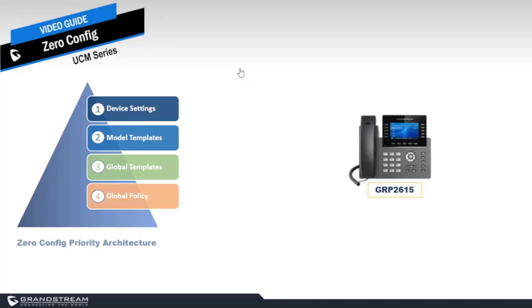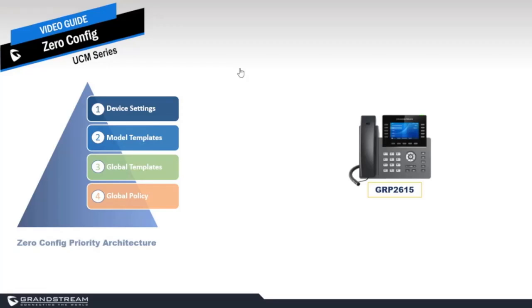Next, the model templates come second in terms of high priority. They can be used to apply specific configurations to all devices of the same model or apply them to a group of devices of the same model. And last, at the top of the priority pyramid, there is the device settings. Basically, any changes that are made through the device configuration on Zero Config will take priority over all the other templates. Let's look at this example to help us understand the priority architecture.